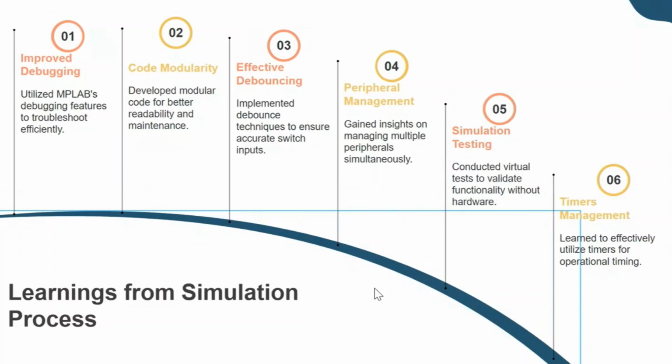Learning from simulation process: improved debugging, code modularity, effective debouncing, peripheral management, simulation testing, time management. Utilizing debugging features to troubleshoot efficiently. Developing modular code gives better reliability. Implement debounce techniques to ensure accurate switch inputs. Gained insights managing multiple peripherals simultaneously. Conducted virtual tests to validate functionality without hardware. Learned to effectively utilize timers for operational time.